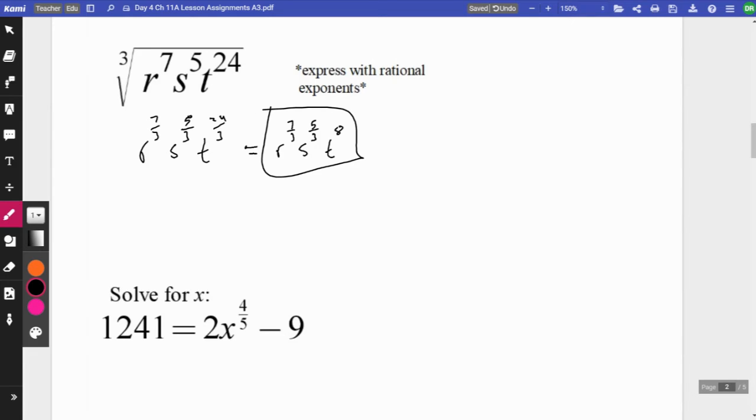Okay, so they all have rational exponents. This 8 is a rational number. Any whole number is a rational number because I could make it into a fraction, a ratio, by putting a 1 under it. So me reducing it is just common practice.